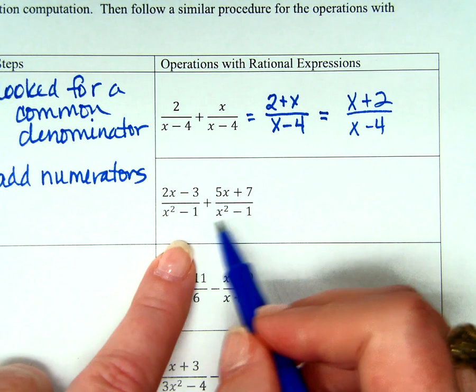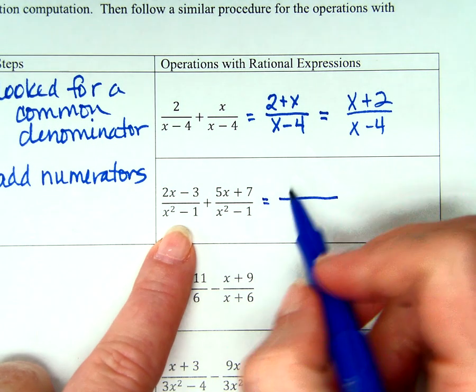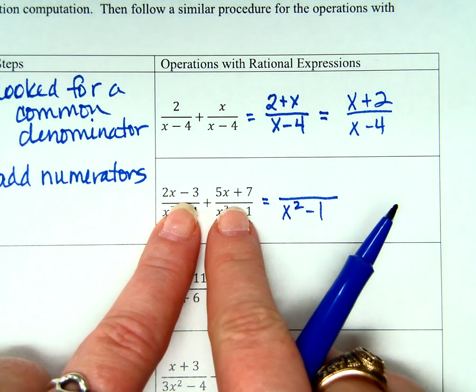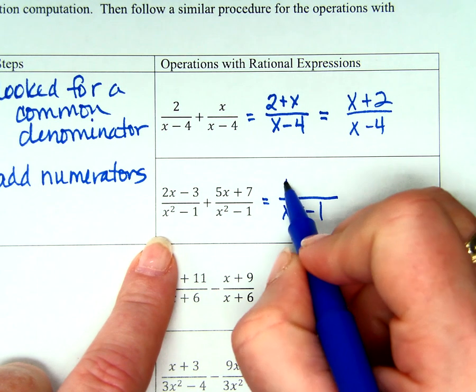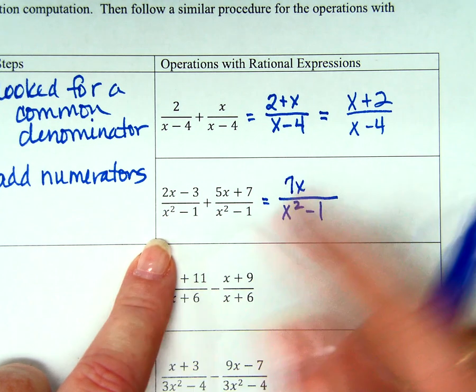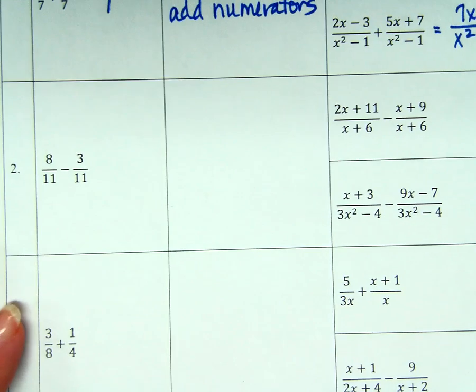Okay. What about this problem? What do you notice? It already has a common denominator. Good. So what do I do with the numerators? Just add 2x plus 5x. Negative 3 plus 7 plus 4. Done. Any questions? You got it okay? Okay, let's look at the next section then.